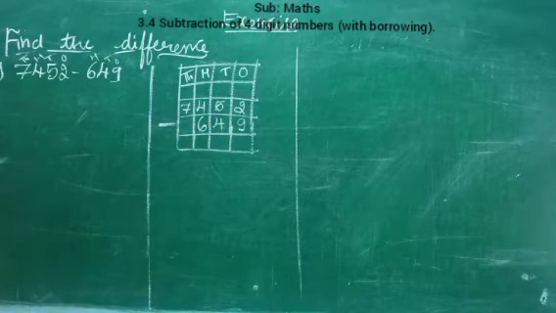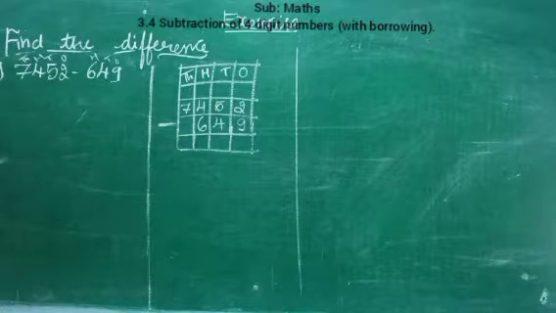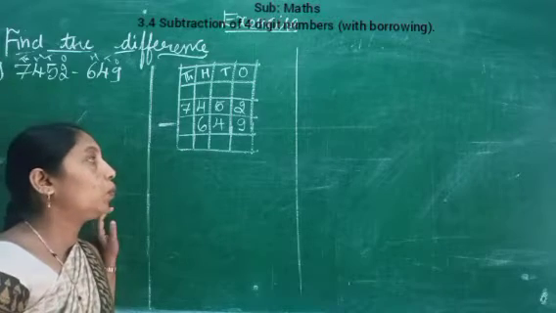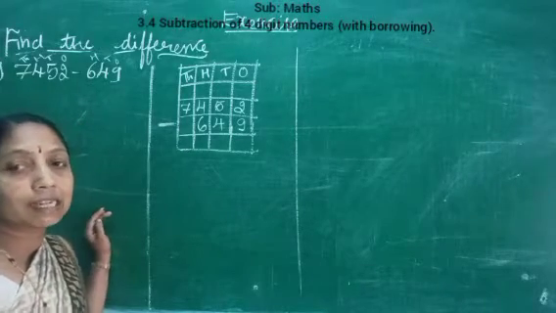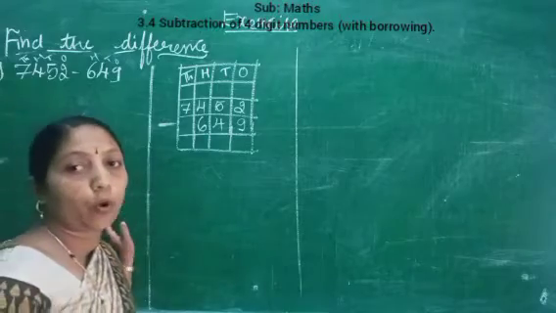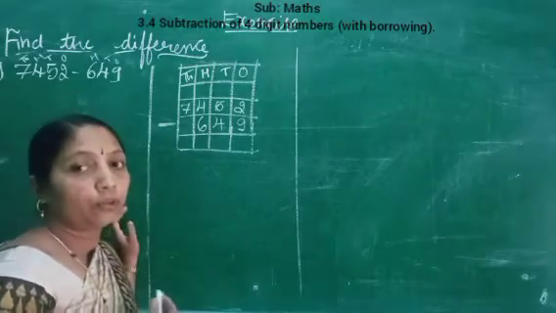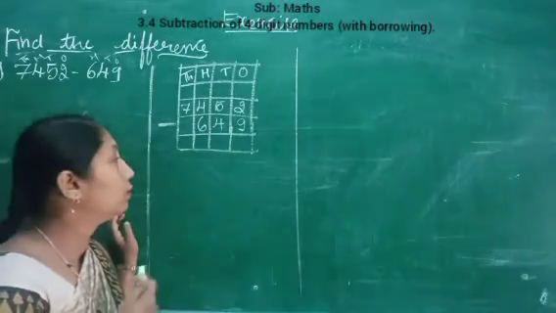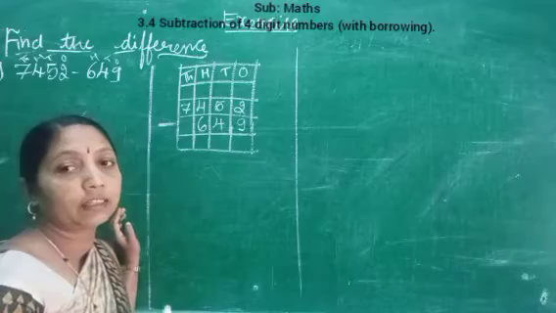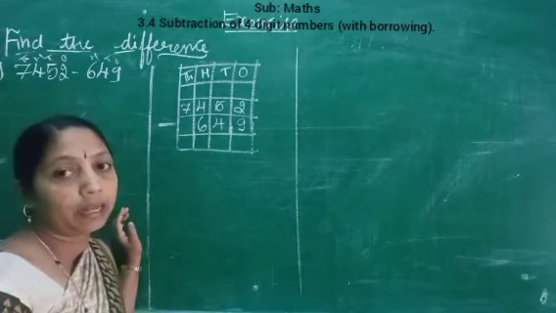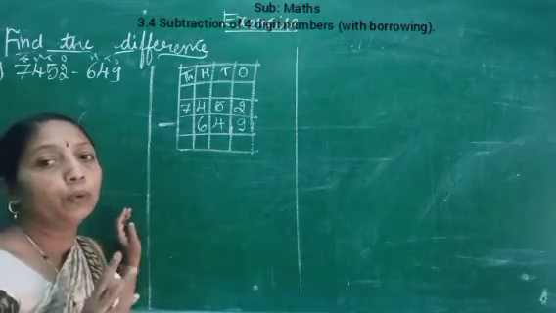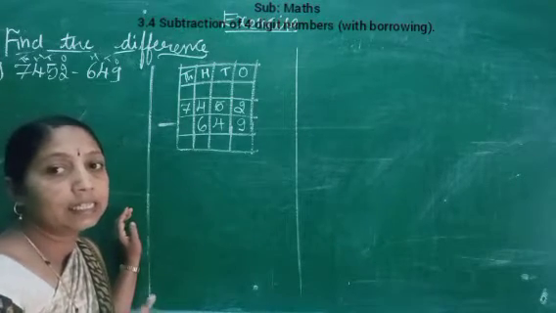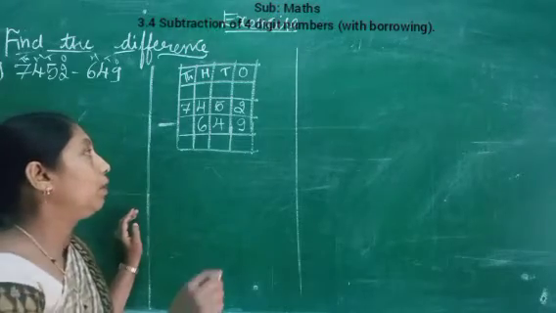Okay children, what step do we take next? Dear children, first we see the ones: 2 minus 9. 2 is less than 9, so we cannot subtract 2 minus 9. So what step do we take? We go to the tens place. We borrow one number. That one number has place value 10. 10 plus 2 is equal to 12.